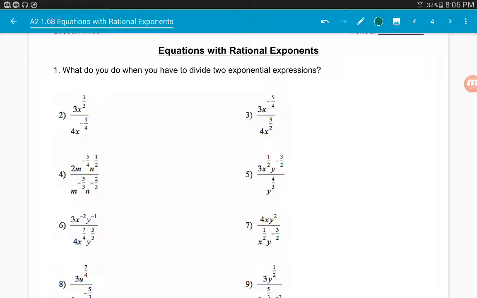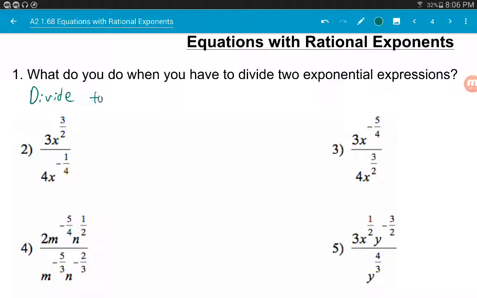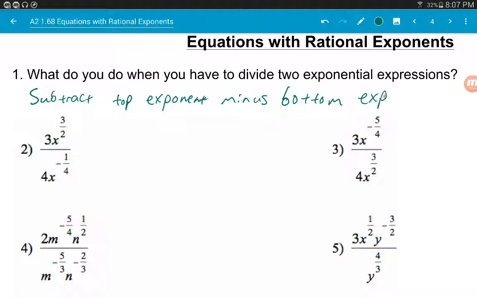The idea is this. What do you do when you have to divide two exponential expressions? What you do is you subtract. Division turns into subtraction. So you subtract the top exponent minus the bottom exponent. So if I was looking at, for instance, question number 3.